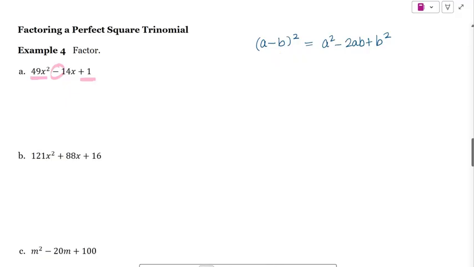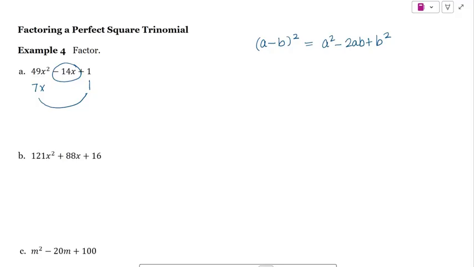Looking at example A, if I take the square root of the first term, I would get 7x, and I take the square root of the last term and I would get 1. I know it's a perfect trinomial if I multiply these two items together and double it, and I end up getting this middle term, which I do. 7x and 1 would give me a 14x.